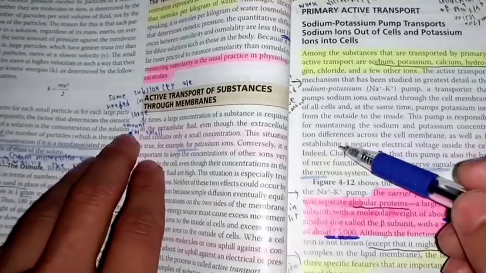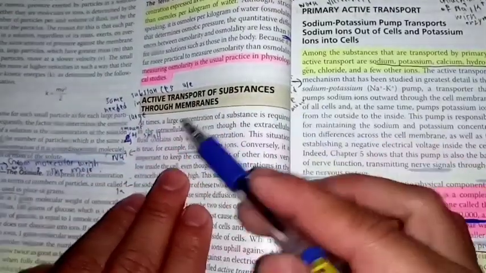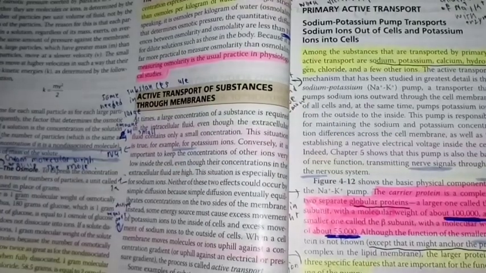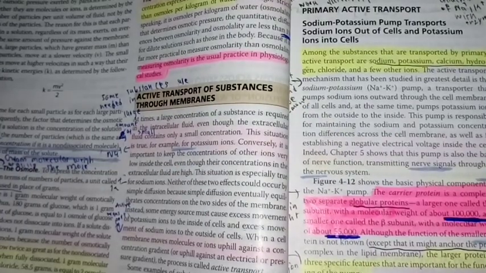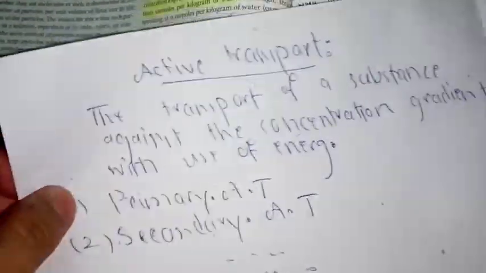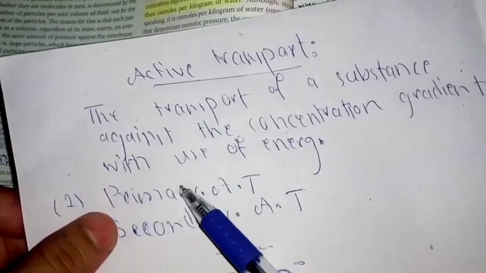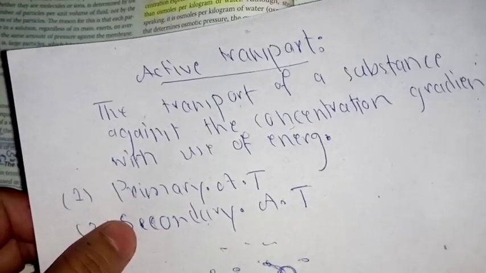Now, guys, it's part 3 of chapter number 4, active transport of substances through the cell membranes. What is actually active transport? Active transport is the transport of a substance against the concentration gradient with the use of energy. This is called active transport.